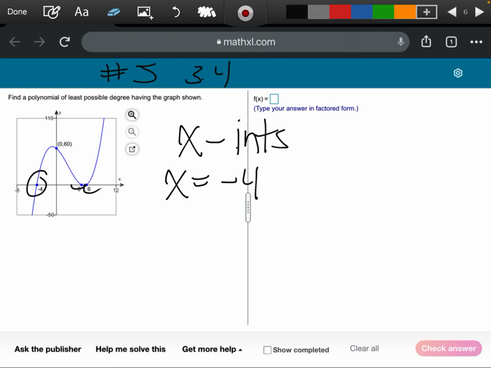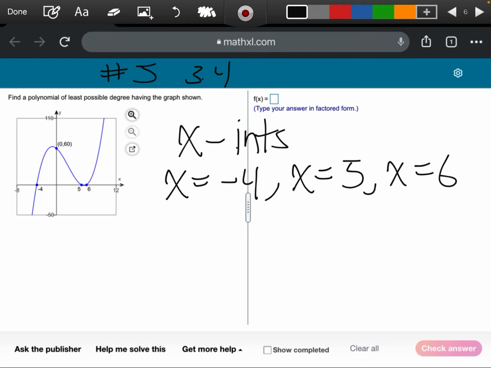X-intercepts. Okay, so we have 3 of them. One of them is x is equal to -4. Let me clean up this mess so I can see all of them. The other one is x is equal to 5, and the third one is x is equal to 6. So this is my step 1. I'm going to write out my x-intercepts.